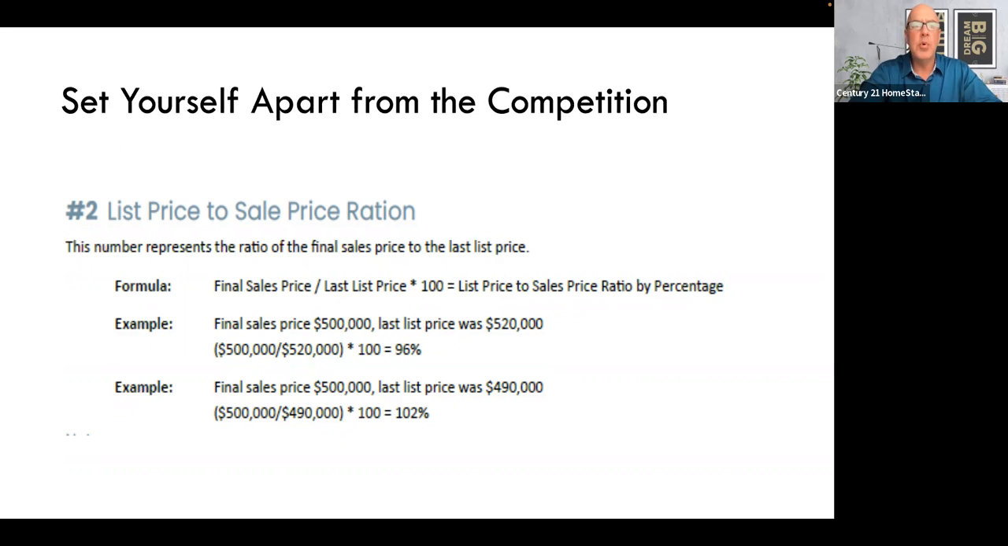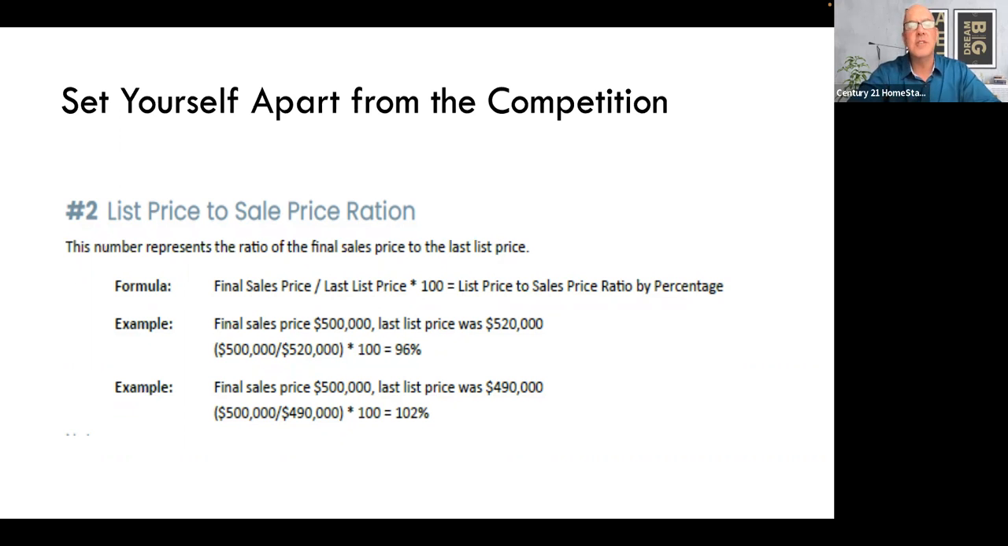But here, example one shows a final sale price of $500,000 and the list price is 520, which shows that houses are selling a little bit less than asking price on average. And the second one is what we see a little bit more often. The list price is 490,000, sold for 500. Then it's about 102% of what's going on there.